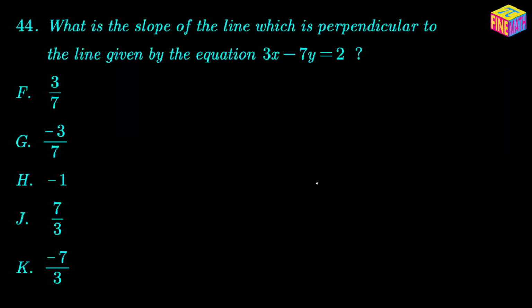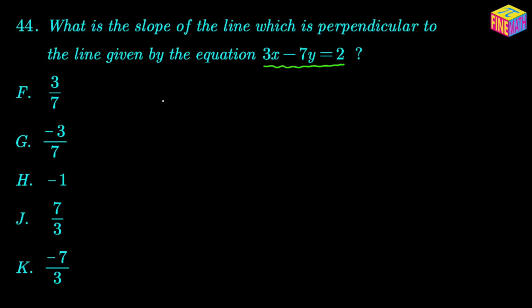So let's get started. Here the question says, what is the slope of the line which is perpendicular to the line given by the equation 3 times x minus 7 times y is equal to 2? So we have been provided the equation of a straight line, and then we have to find out the slope of the straight line which is perpendicular to this straight line. So let's first try to find out what is the slope of this straight line whose equation has been provided here. So let's first write down the equation here.